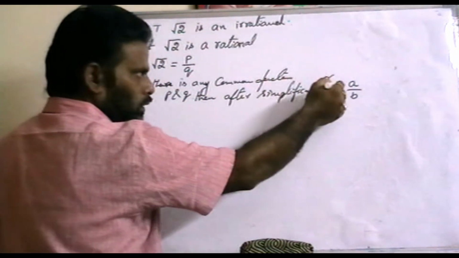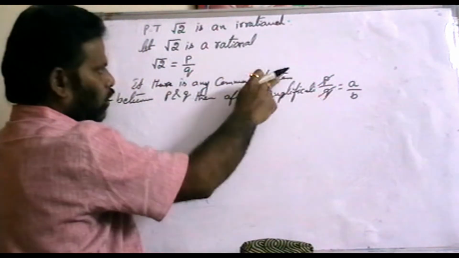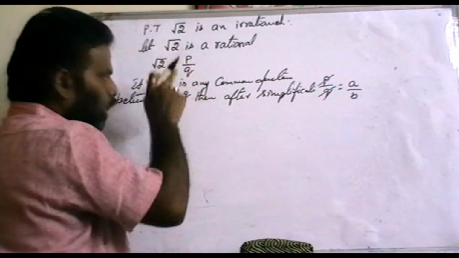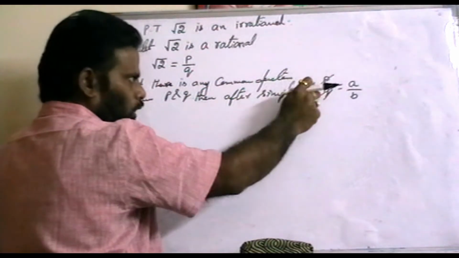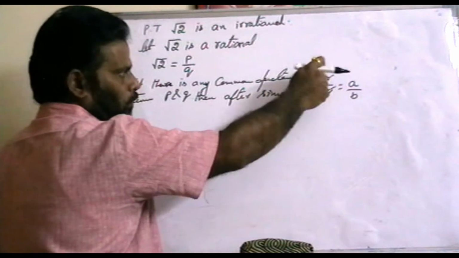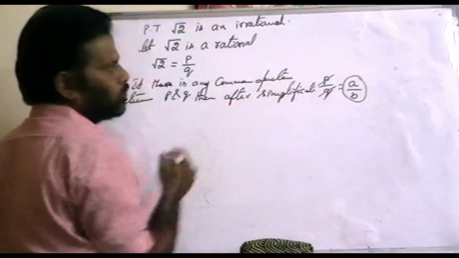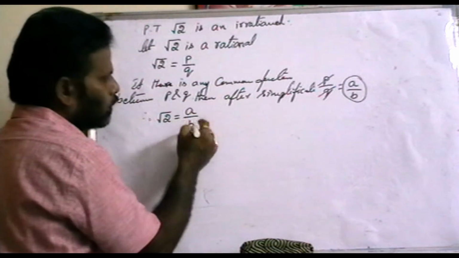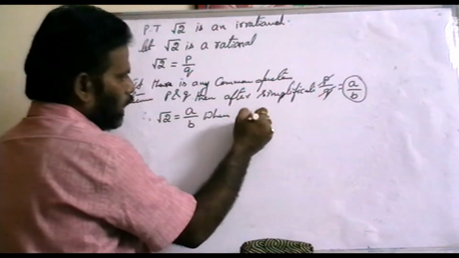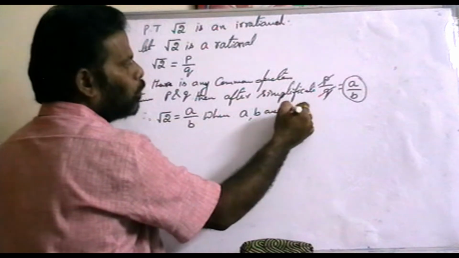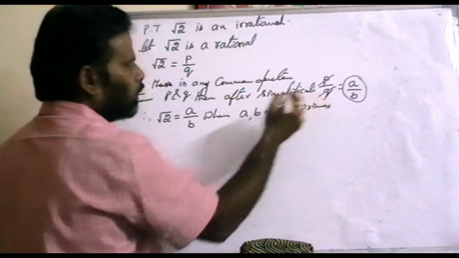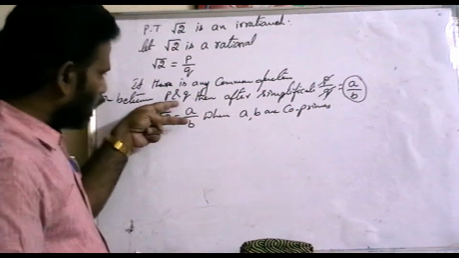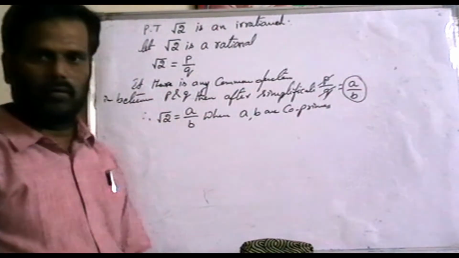After simplification of p by q, if there is any common factor other than 1, then after simplification by the common factor we'll get a by b. Therefore root 2 is equal to a by b, where a and b are co-primes. Co-primes means there is no common factor between a and b other than 1.